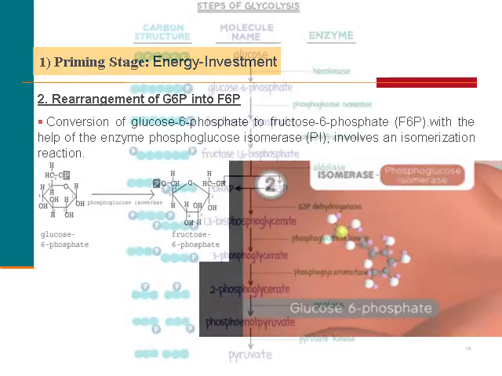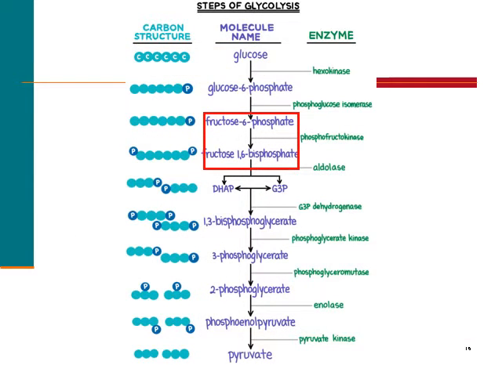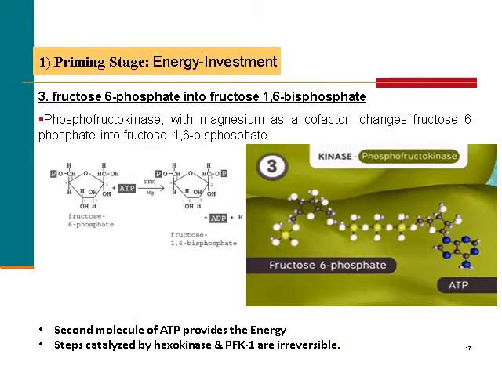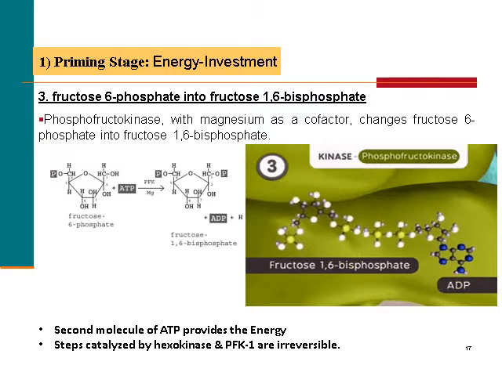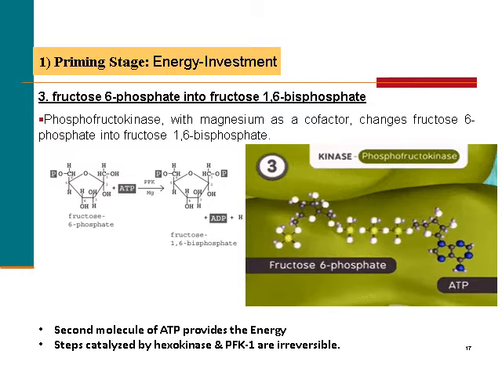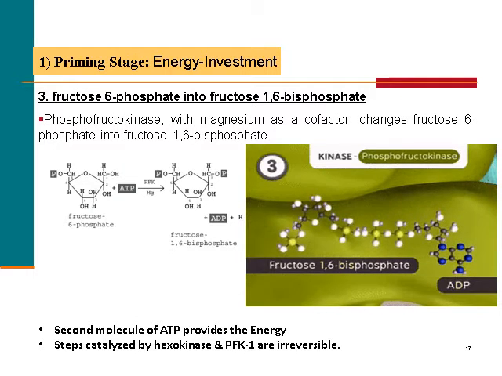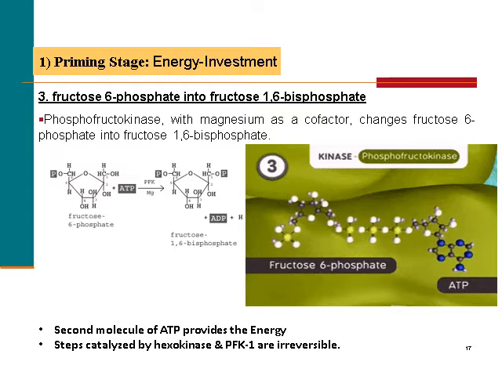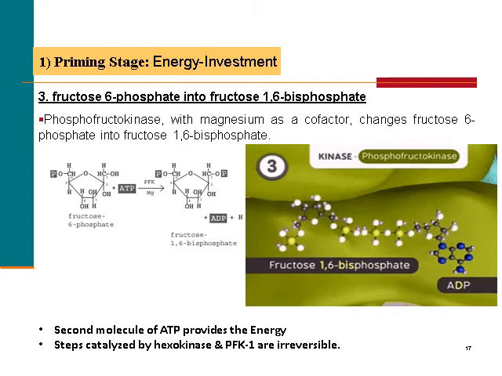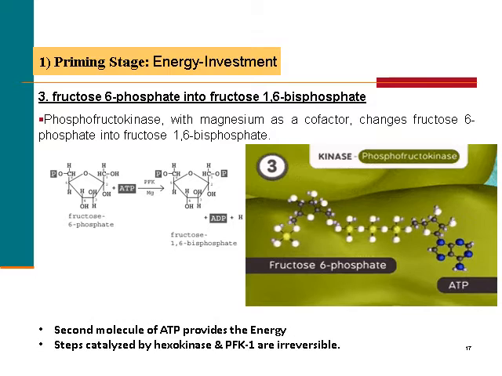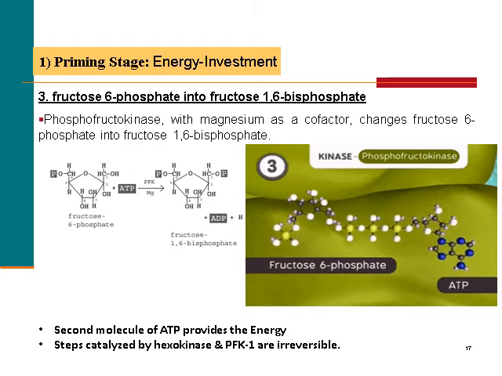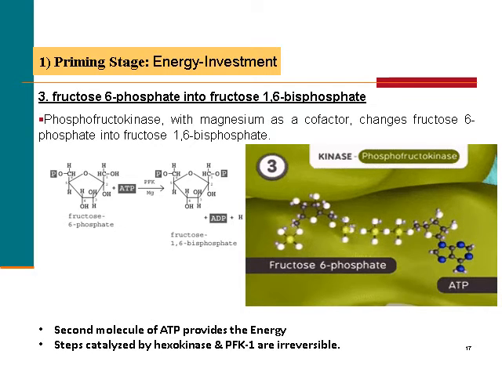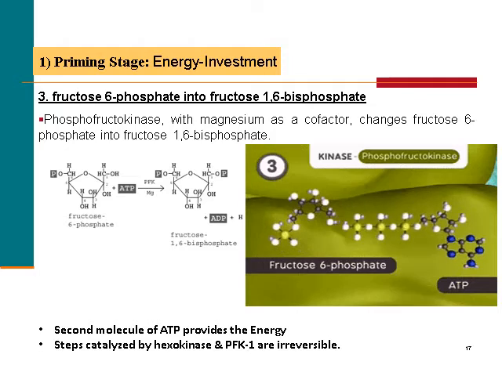Now let's move on to the next step. The step is fructose 6-phosphate to fructose 1,6-bisphosphate. In this step, with the help of phosphofructokinase and magnesium as a cofactor, fructose 6-phosphate changes into fructose 1,6-bisphosphate. Similar to the reaction that occurs in step 1 of glycolysis, a second molecule of ATP provides the phosphate group that is added onto the F6P molecule, the fructose 6-phosphate molecule.